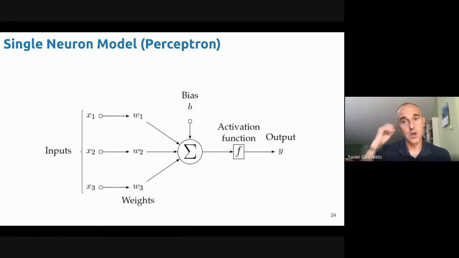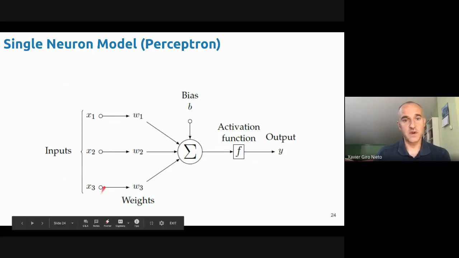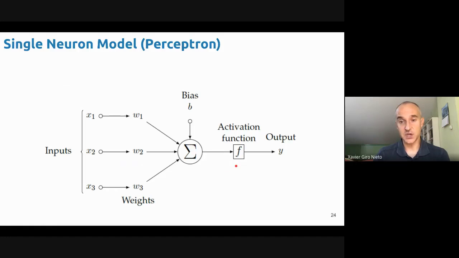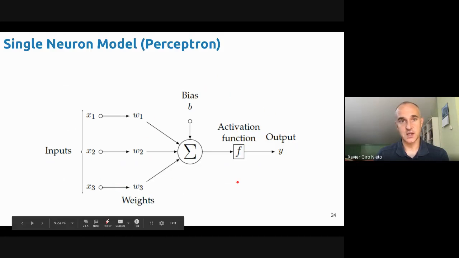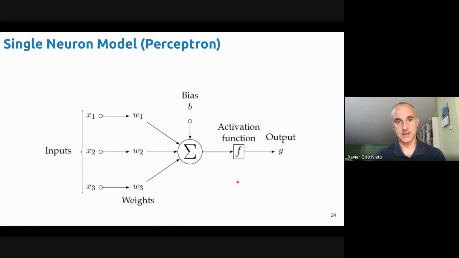So how does it work? We're going to have an input. In this case, we have an input of dimension 3 and the corresponding weights. In addition, a bias. Finally, an activation function, and that's going to be the output of the perceptron. So this is a perceptron. That's the basic unit, or the most generic scheme for a perceptron.